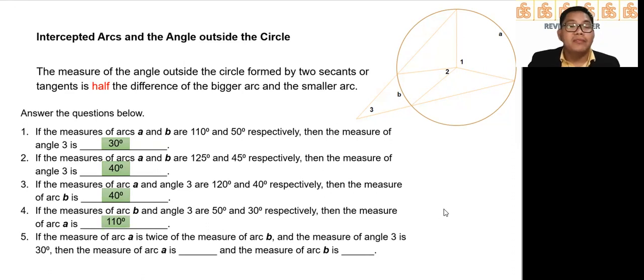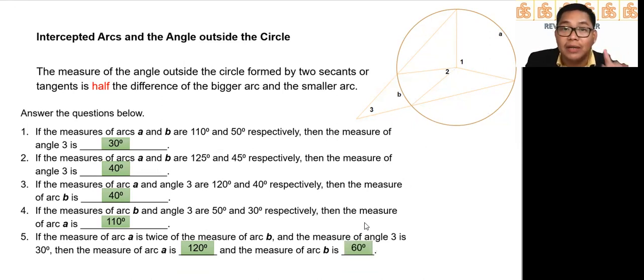How about this one? If the measure of arc A is twice the measure of arc B, and the measure of angle 3 is 30. So what is the measurement of A and B? So, very clear, this is 30 degrees. Oh, sorry. So, 30 degrees times 2 is 60. So, the difference should be 60. Okay, and of course, what value would give us 60? Arc B, that's also 60 degrees.